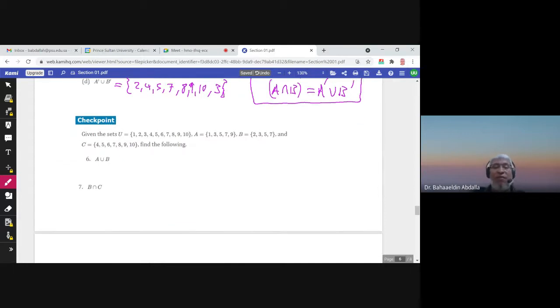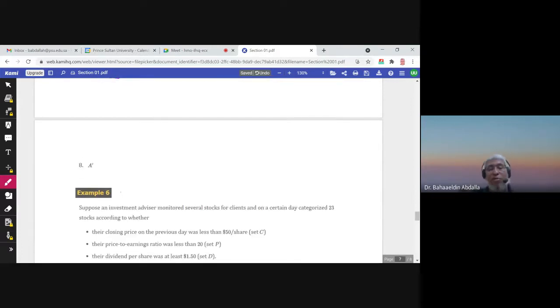Checkpoint. Given these sets, this is the universal set. This is A, B, and C. Find the following: A union B. I leave this for you. Okay, B intersection C. You should be able to find it by now. And A complement.